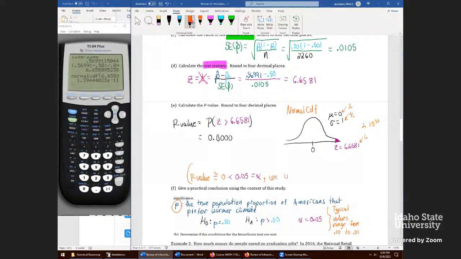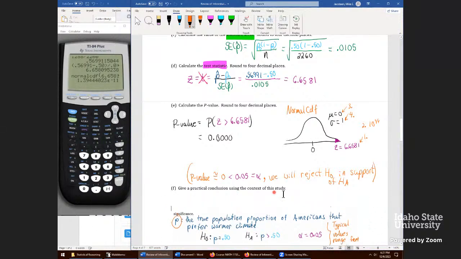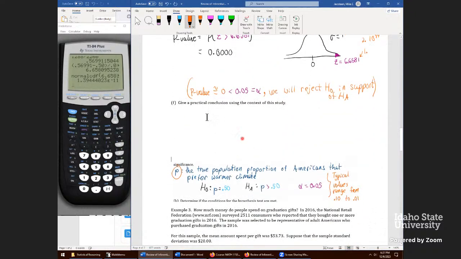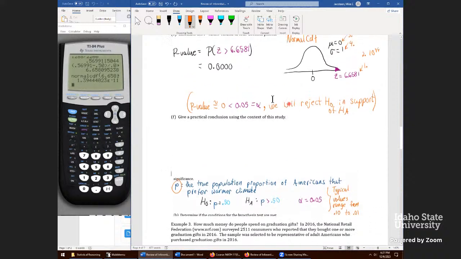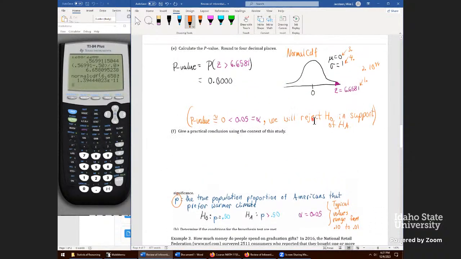we will reject H naught in support of the alternative HA. So now we just have to say, what does that really mean to reject something in support of something else? And that's our practical conclusion using the context. Any questions, folks, with the p-value or making the statement here?